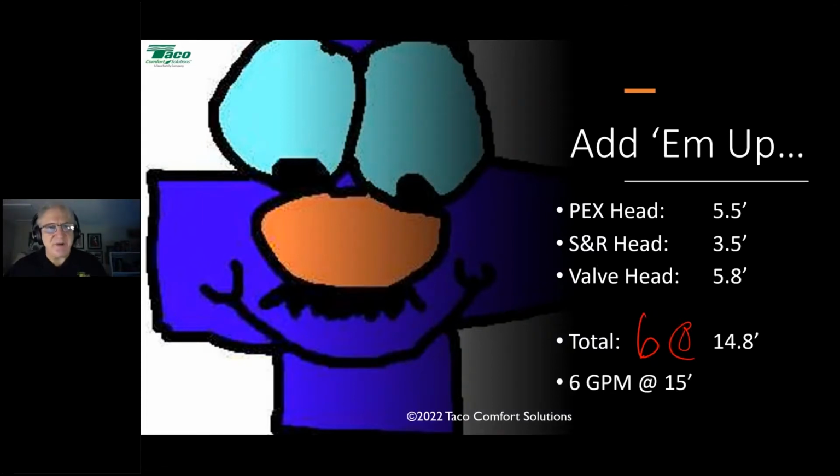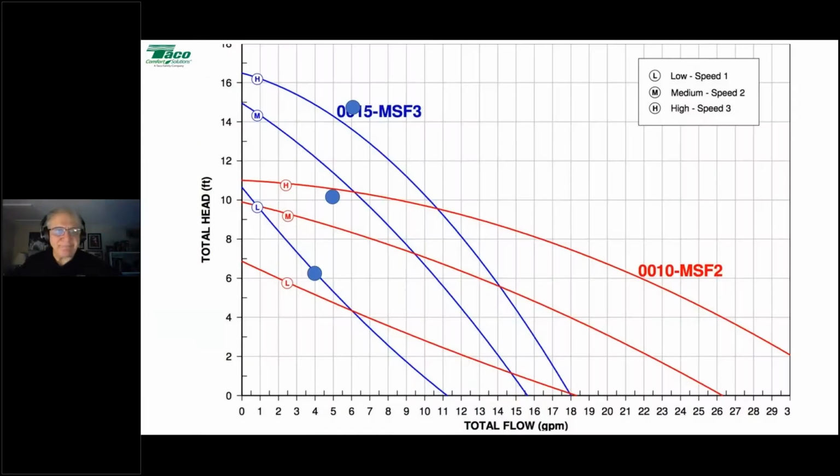So let's see what we come up with. Well, here we go. 6 gallons a minute at 15 feet of head. That's just on the outside of the 0015 at high speed. You know what? Again, that'll work okay, because one of the things we always understand about heat loss is when we do a heat load and we came up with the 30,000 BTUs we needed for that 6 gallons a minute in the radiant system at a 10-degree delta T, there's fudge built in there.